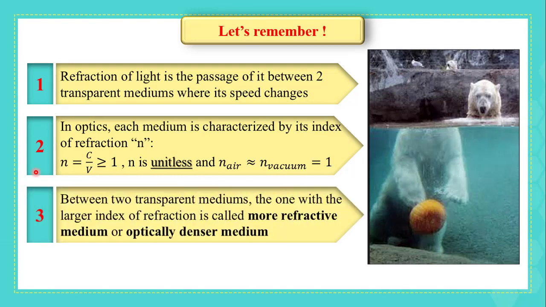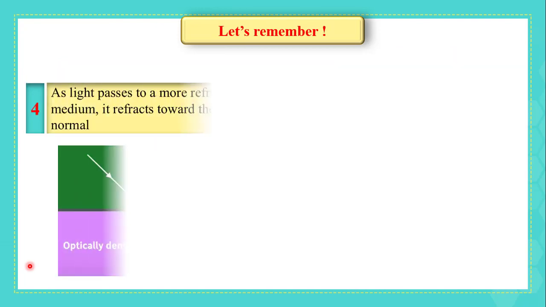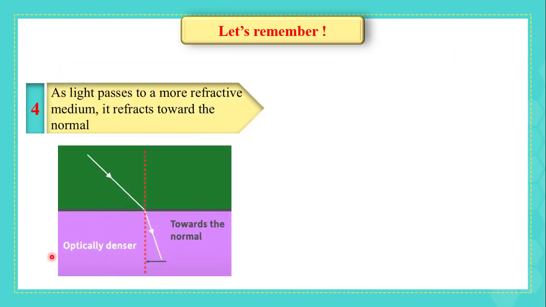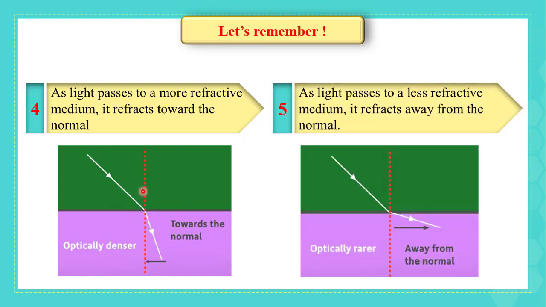It's important to notice that between two transparent mediums, the one with the larger index of refraction is called more refractive medium or optically denser medium. And as light passes to a more refractive medium, each refracted ray bends toward the normal, where the angle of refraction is always smaller than the angle of incidence. Whereas when light passes to a less refractive medium, each refracted ray bends away from the normal, where the angle of refraction is always greater than the angle of incidence.